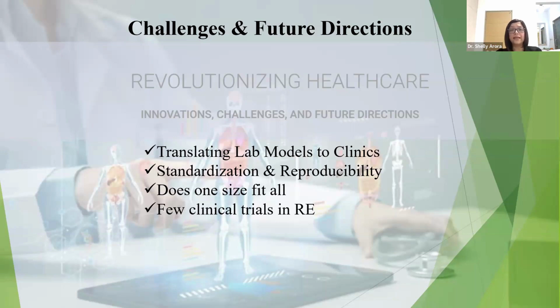Another thing which is lacking is clinical trials, as I've said. In regenerative endodontics, very few clinical trials have been done. I think there are big groups which are working on it, but we need to do more clinical trials to come up with some findings.